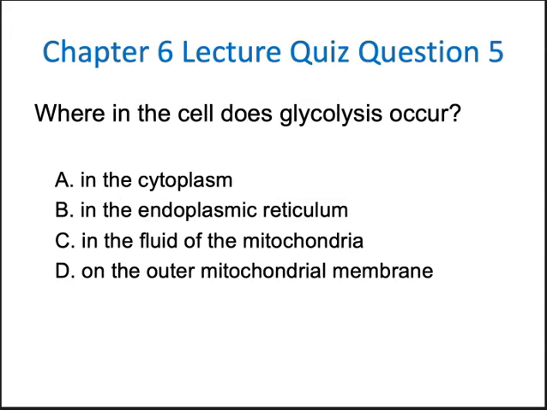All right, let's try a lecture quiz question. This is Chapter 6, Lecture Quiz Question 5. Where in the cell does glycolysis occur? A, in the cytoplasm, B, in the endoplasmic reticulum, C, in the fluid of the mitochondria, or D, on the outer mitochondrial membrane? Go ahead and pause the video here while you answer this question.